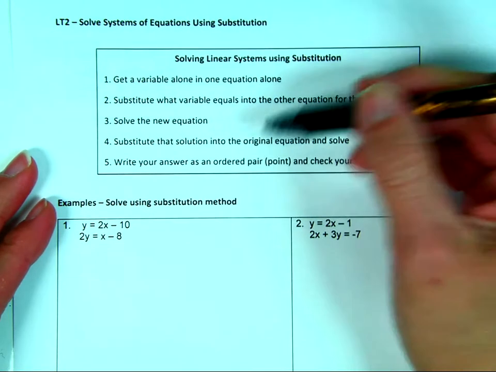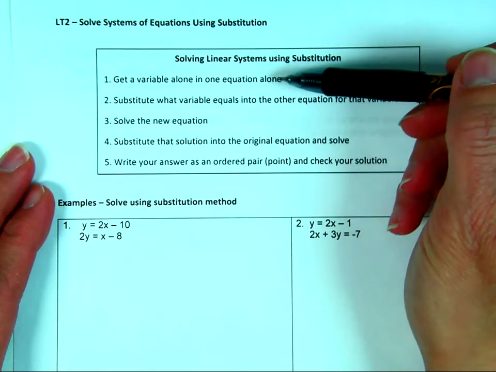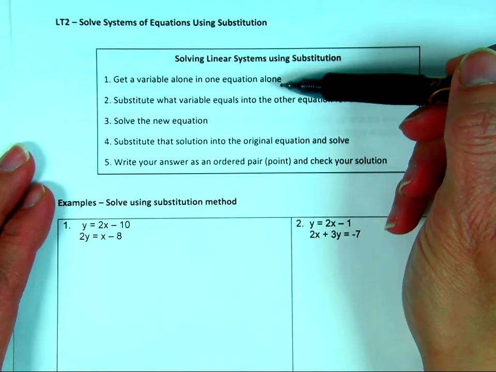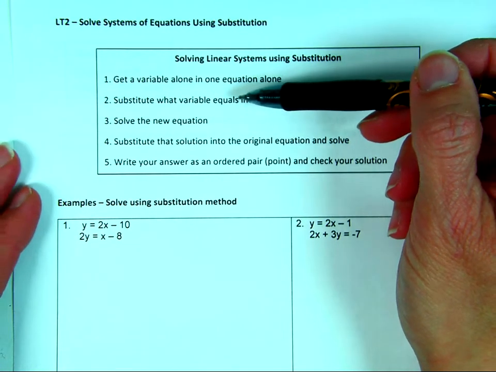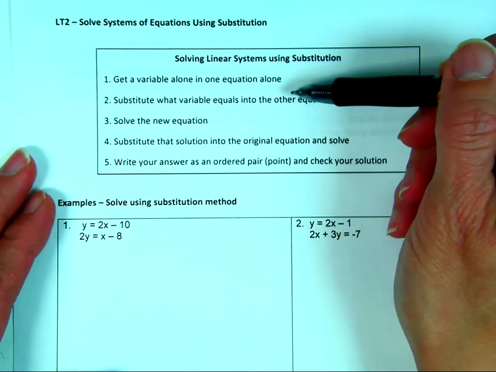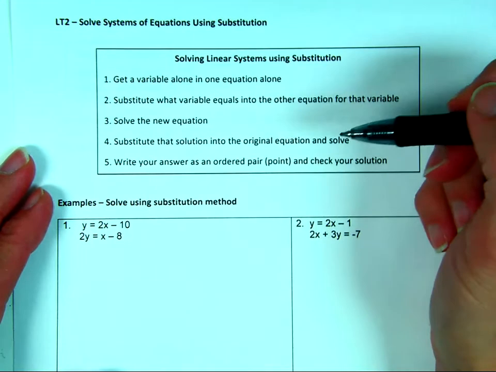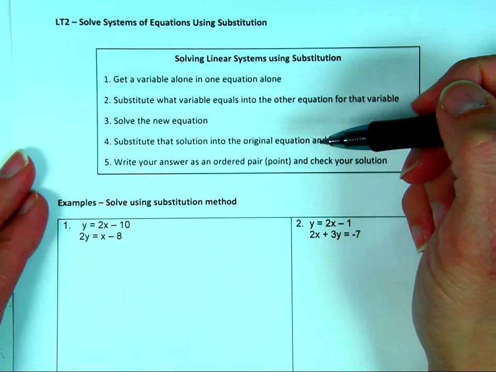So these are the rules, or the steps for substitution. We're going to get one variable alone in one equation, then we're going to substitute whatever expression we got alone in for the variable that it equals, and then we'll get a new equation. We solve it, we substitute.